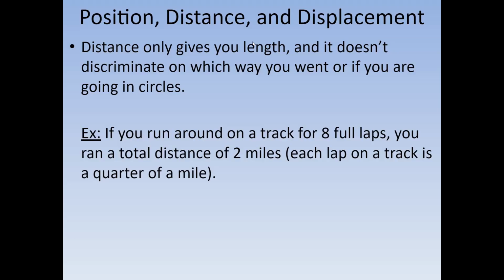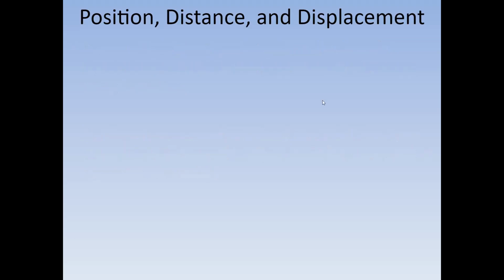A lot of the times on that track, you're going in opposite directions. One time you're going to the left, and then another time you're going to the right. You're going up, then you're coming back down. A lot of your laps are kind of canceling out, but distance doesn't care about that. You could go forward a mile and then reverse for a mile. You still traveled a distance of 2 miles.